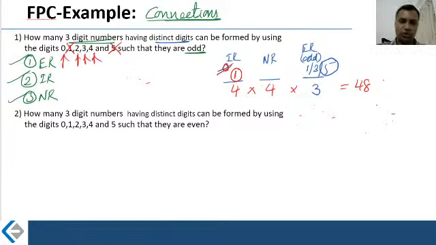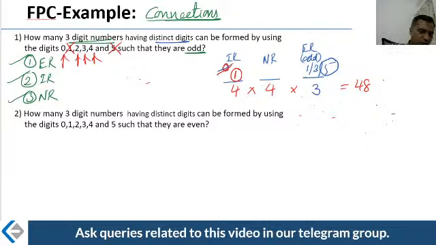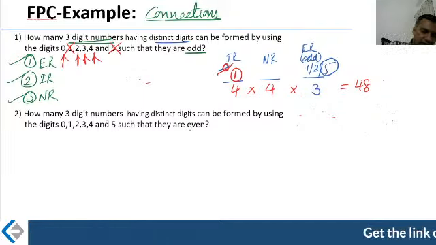Let's take a look at the second question. How many 3-digit numbers having distinct digits can be formed by using the digits 0, 1, 2, 3, 4, 5 such that they are even? So they are even means what?